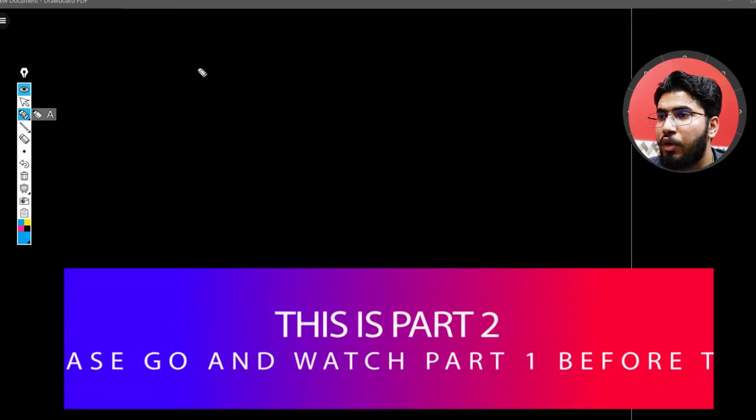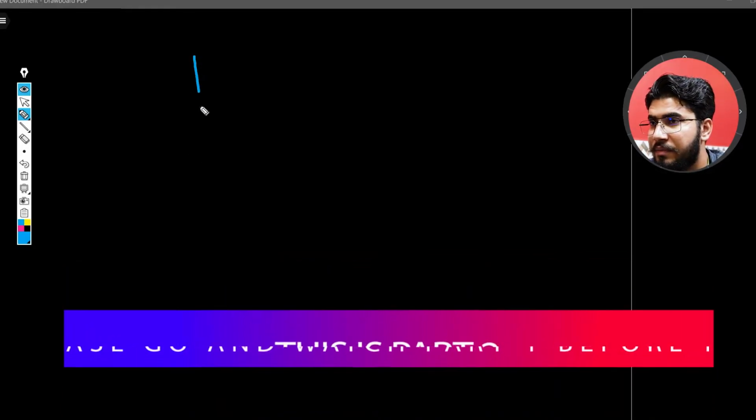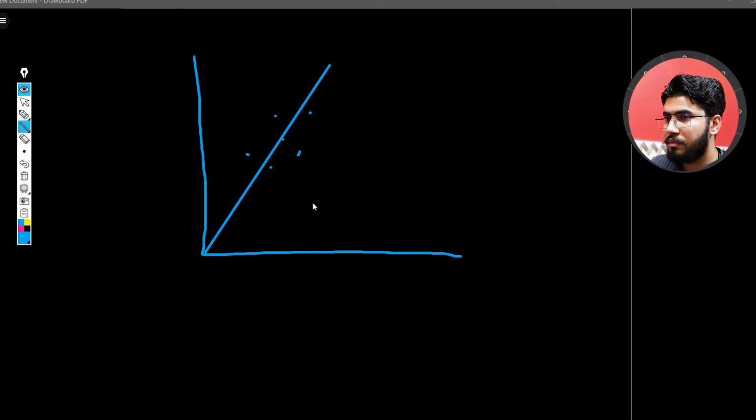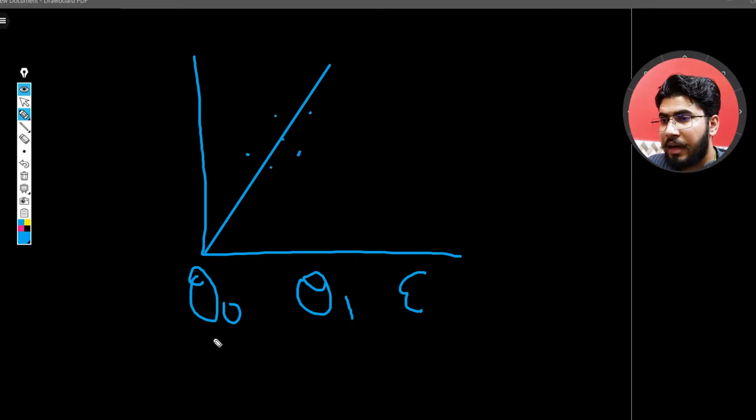So I have already told you how we are going to find the error. Now you can think like this. Let's take again this example, and we have this line. So we have theta 0, theta 1 and our error, and these all values can be changed.